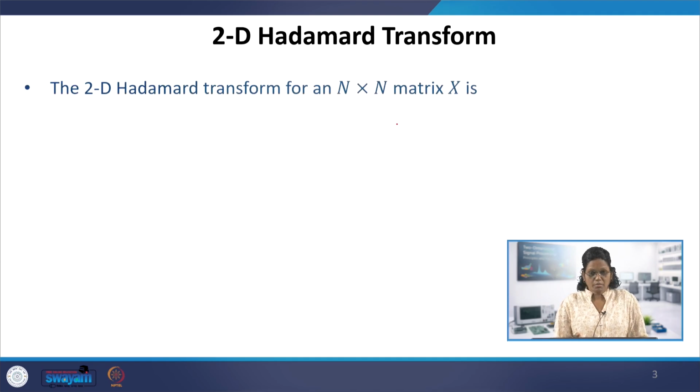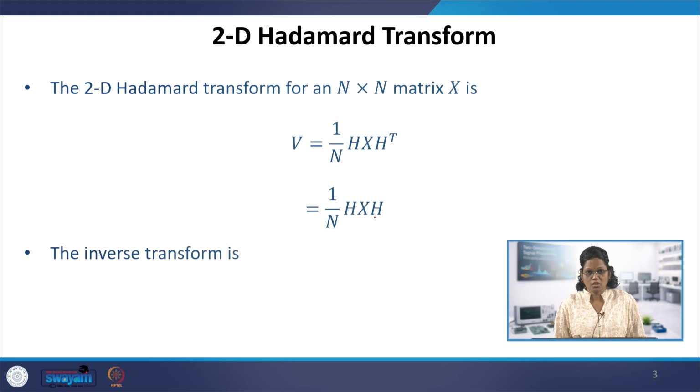So this can be extended to different sizes as well. Using this Hadamard transform for an n by n matrix x, we get the transform as (1/n) H x H transpose, where H is equal to H transpose here. So it is valid as (1/n) H x H, and the inverse can be obtained as x = (1/n) H V H, as we know V, and x can be obtained. This is the inverse transform. We had seen this in the previous lecture.